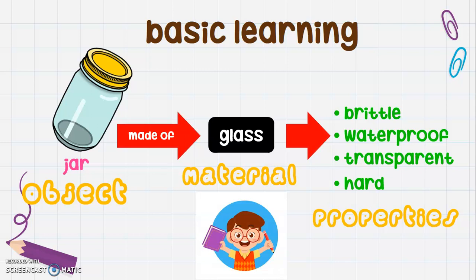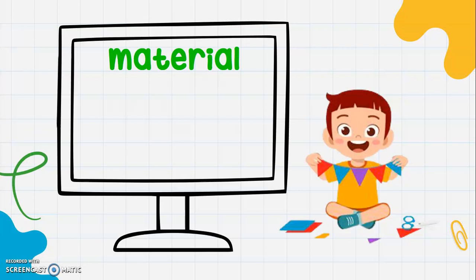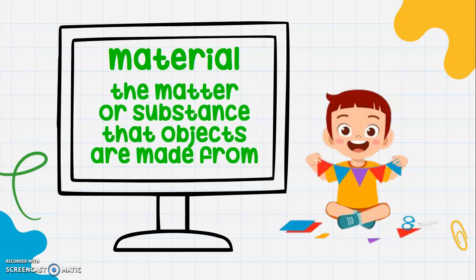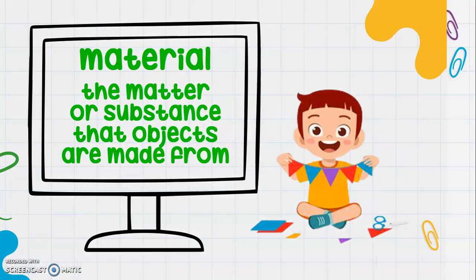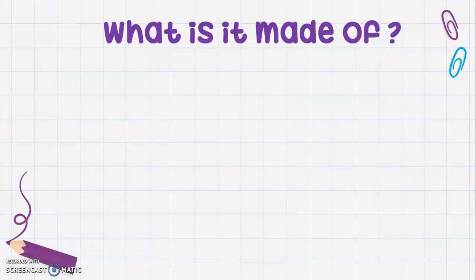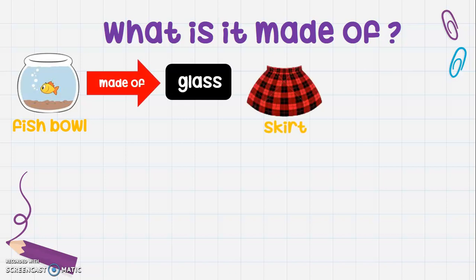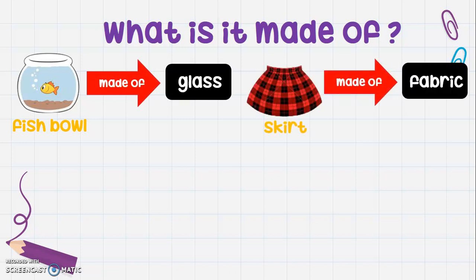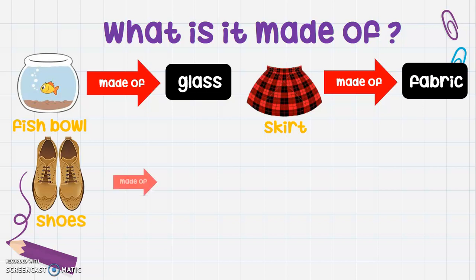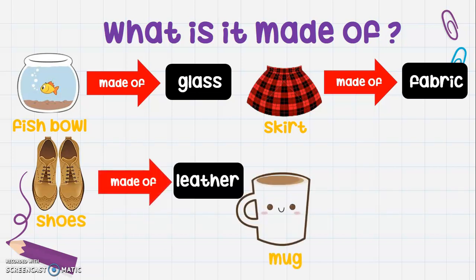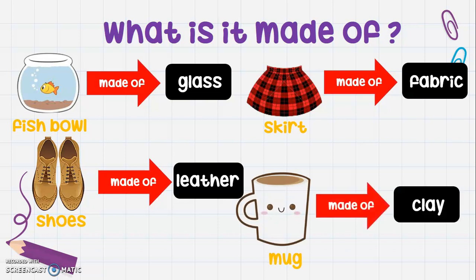Okay, from here, I hope that you can differentiate between an object, materials, and properties. Materials are the matters or substances that objects are made from. Okay, what is it made of? Fishbowl made of glass. Skirt made of fabric. And shoes made of leather. Mug made of clay.